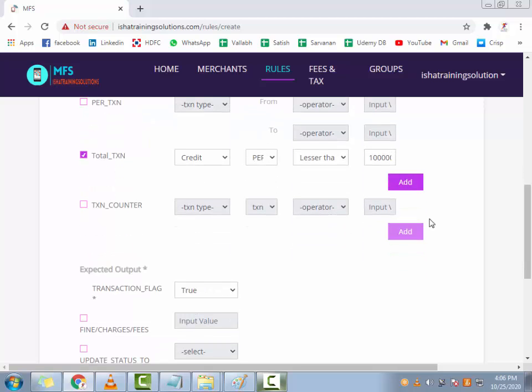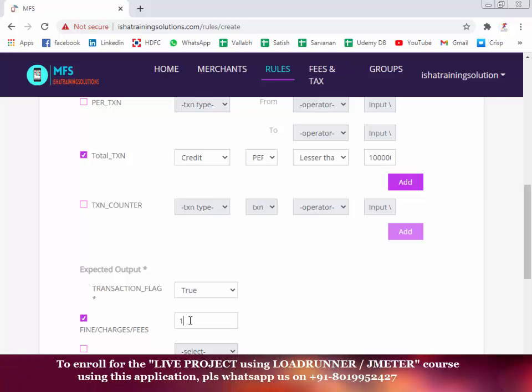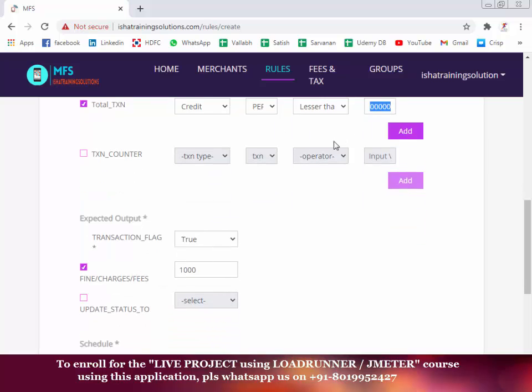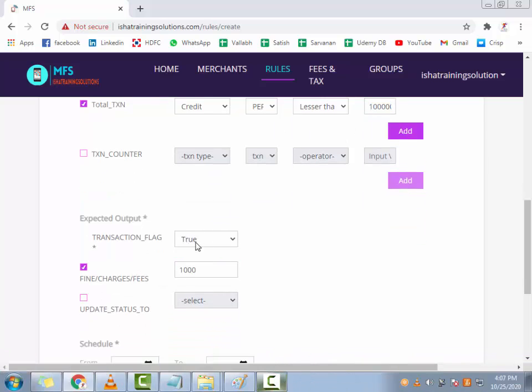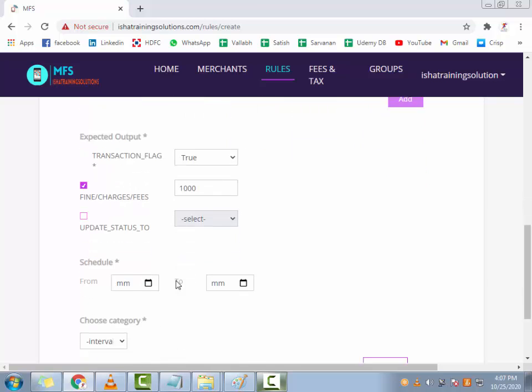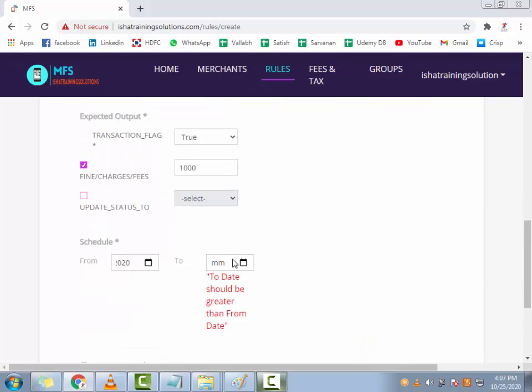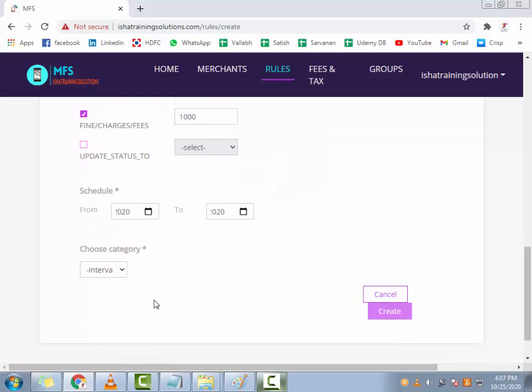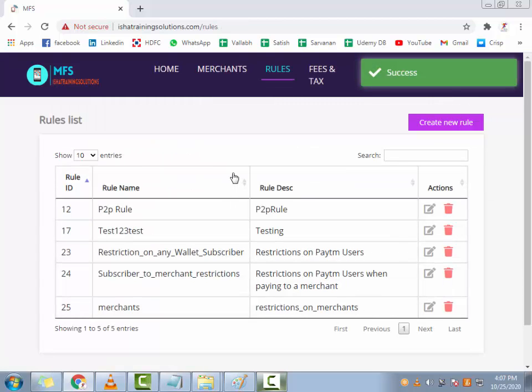But still, if he wants to overcome, if he wants to break the rule, we will allow them, but with a fee of 1,000 rupees, let's say. On a given day he cannot do more business than 100,000, but in case he wants to break the rule, he can break the rule because he set true, but we will charge him 100 rupees, and the rule is for tomorrow to whatever the date. And this rule will be applied every day. Like this we can apply the rules on the merchants as well.